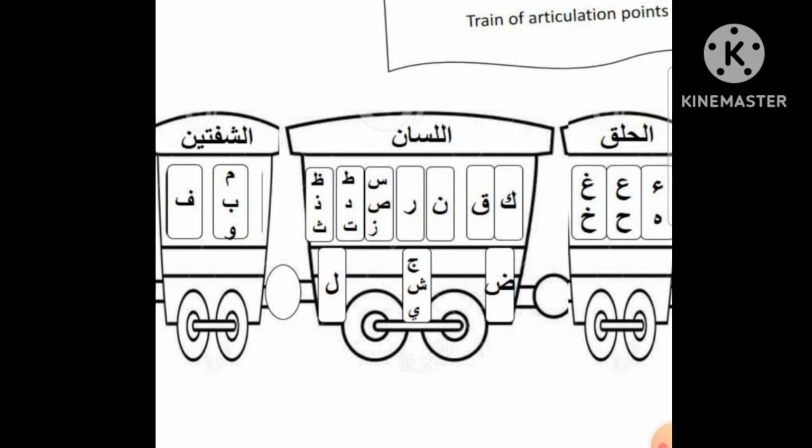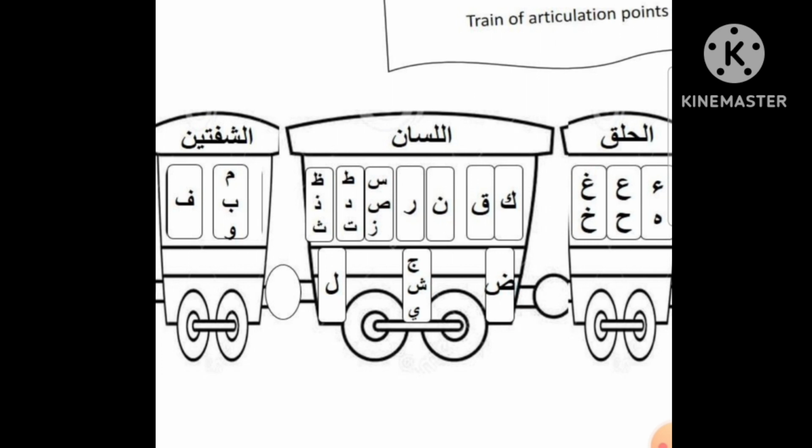Okay. Then you have the Wow. When you say Aw, your lips take the round shape. Okay, the lips take the round shape. That is the articulation point of the letter Wow. Okay. So these three letters are Meem, Ba, Wow.